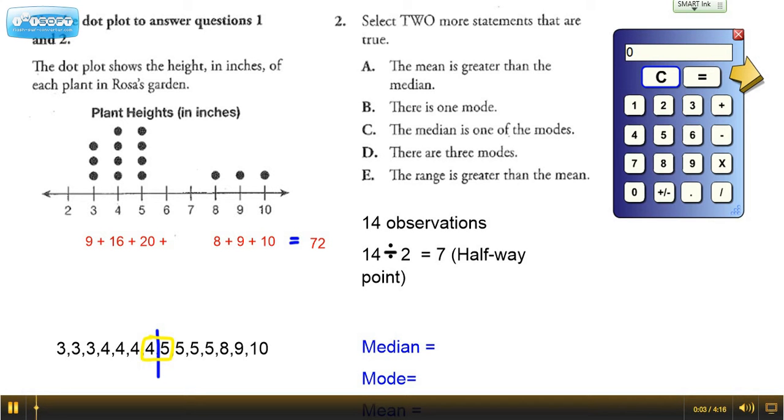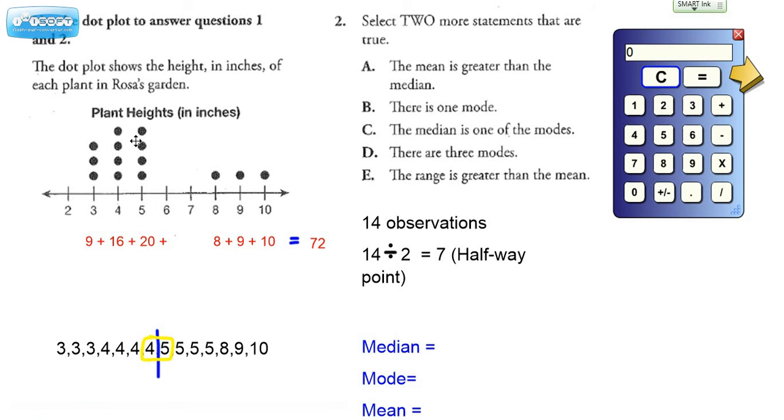We're taking a look at question number 2. Here's the dot plot that we're supposed to use for both questions 1 and 2, and this is what they want to know. Select 2 or more statements that are true. The mean is greater than the median, so that means we're going to have to find both of those things. There is one mode, that means we need to find the mode. The median is one of the modes, so we already committed to finding those 2 things. There are 3 modes, or the range is greater than the mean. So we need to find all 4 of those things because they're all mentioned in each of the answer choices.